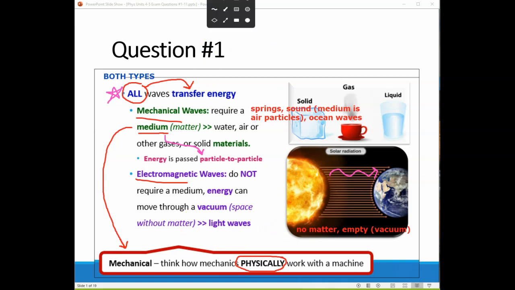All right, so pause the video. This should help you with question number 1. Again, read carefully. Everyone does have a different question. Continue playing when you're ready.